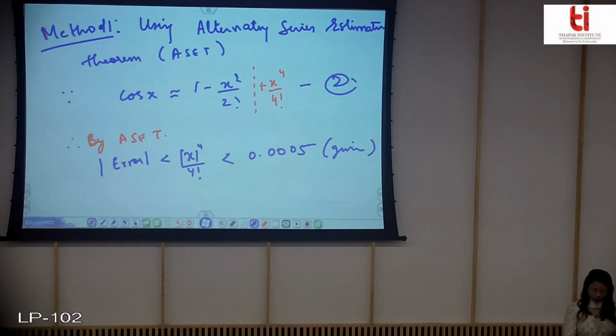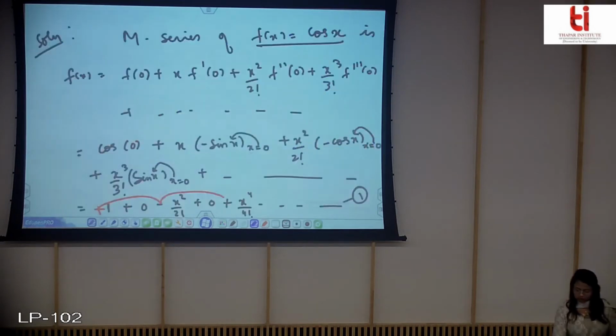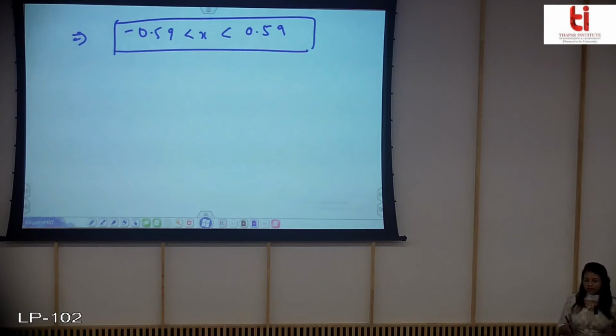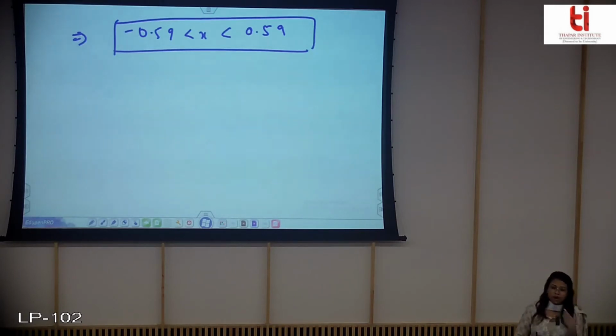So this implies, what will be the value of x? This is 0.005, so you can find the value of x, which is an approximate value. Now you can see this implies that the value of x is between minus 0.5 and 0.5. That means if you take any x in between these values, and if you consider only two terms for approximating cos x, your error will be less than 0.005.